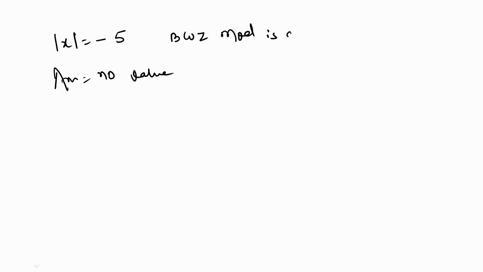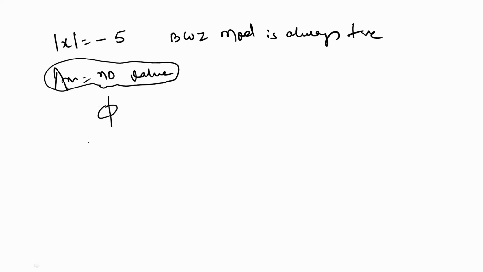Now see one thing. If I tell you mod of x equal to -5, what is the value of x? How can mod be -5? It's wrong. So the answer is no value, because modulus is always positive. When no answer is coming, we represent it by the symbol of the empty set. So these are some important concepts, okay.